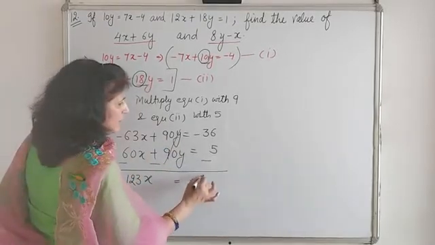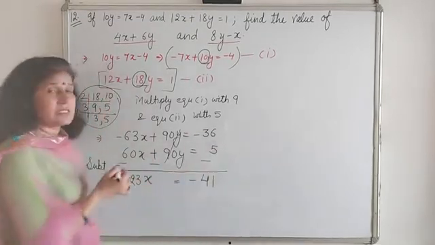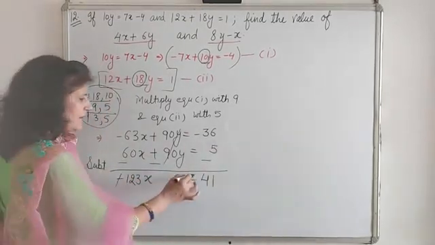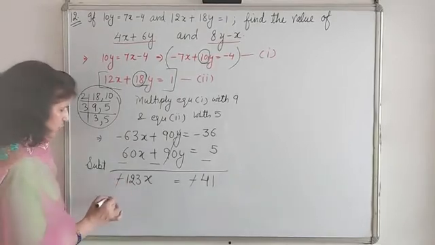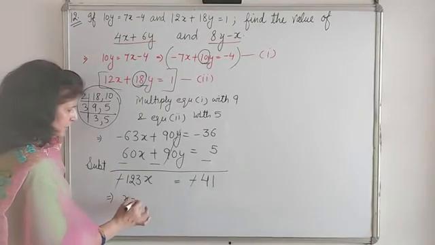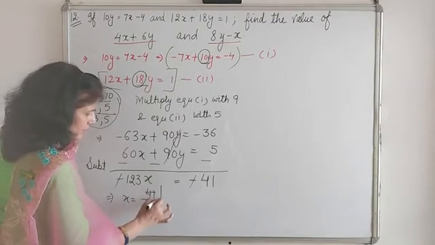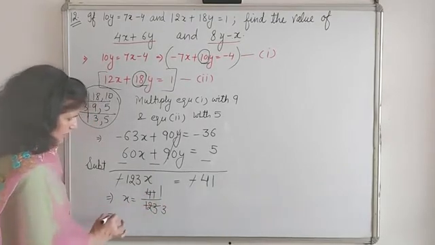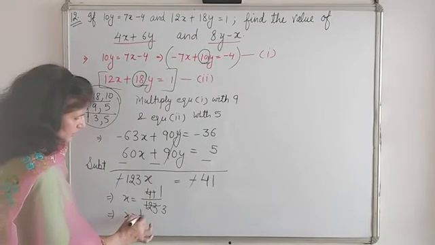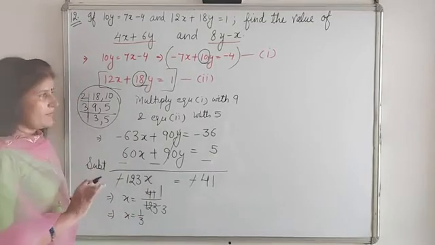Here minus 41. 36 plus 5. So minus cancels by minus. So what is x here? 41 upon 123. So x is 1 upon 3. One value we have calculated.